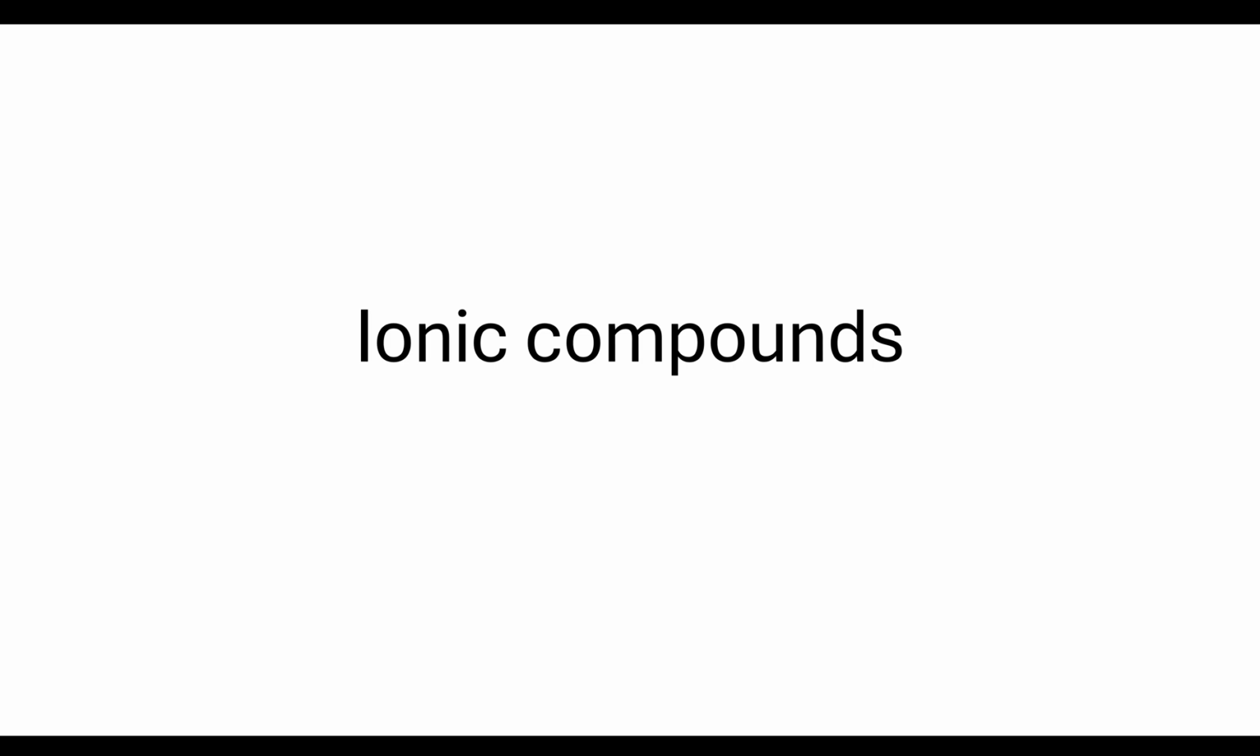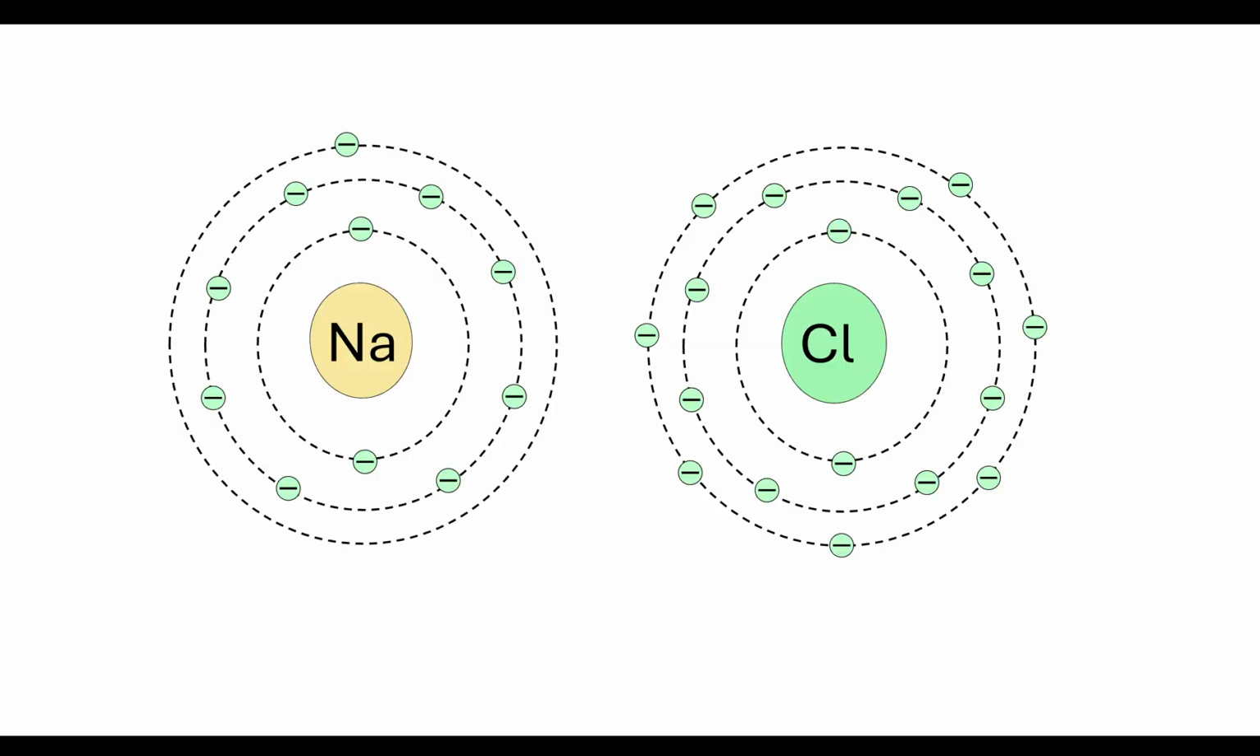Okay, so ionic compounds then. I'm going to look at sodium chloride and talk about how ions can be formed and then how we can actually form ionic bonding. So what we have is a sodium atom here, which has an electron configuration of 2,8,1.